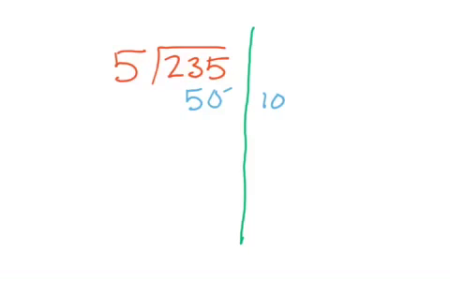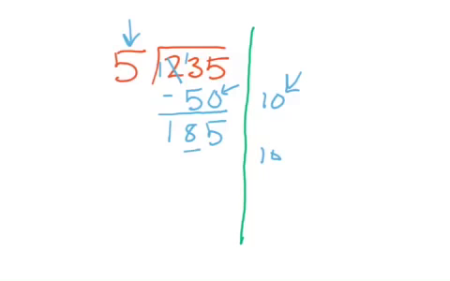Now, this number down here that I'm putting is going to be a product of my divisor and the number I'm putting over here. So 5 times 10 is equal to 50. Now again, just like with repeated subtraction, I'm going to subtract. 5 minus 0 is 5. I can't take 3 away from 5, so I have to borrow. Again, a fact that I know, 5 times 10 is going to give me 50.